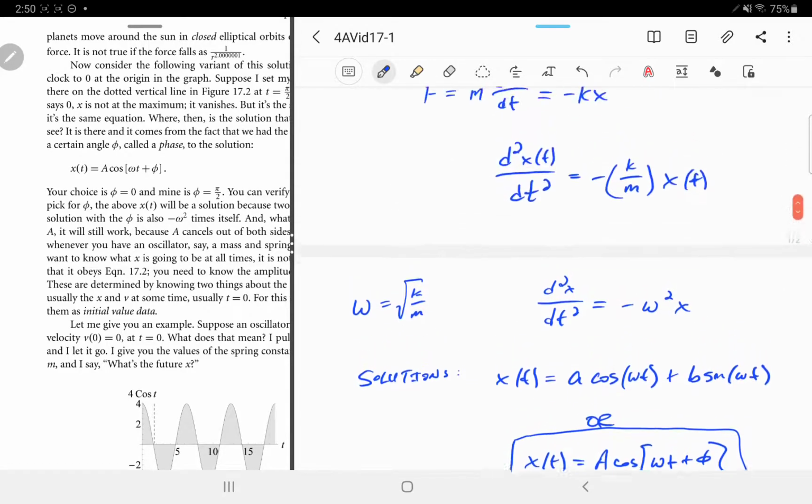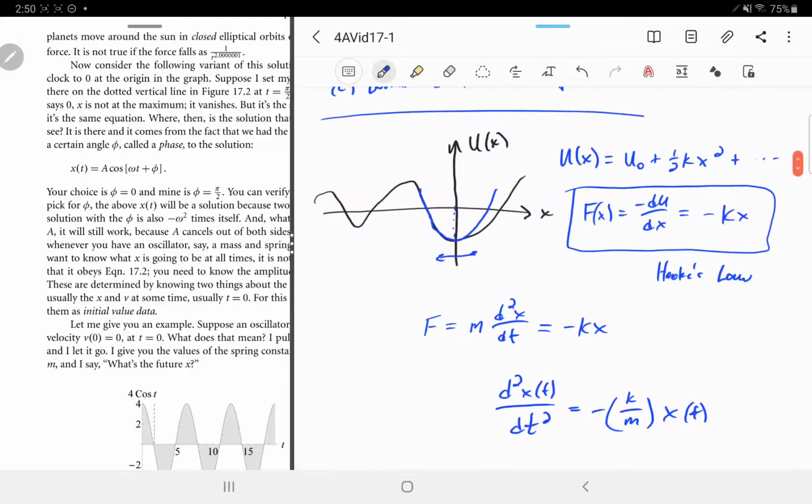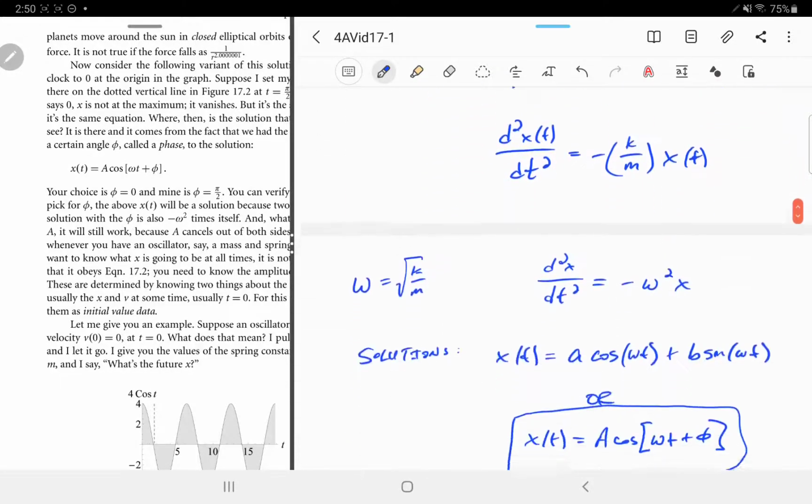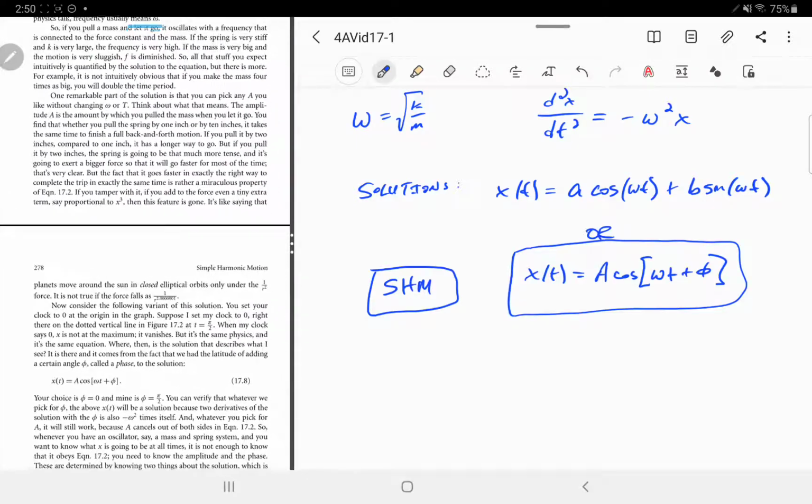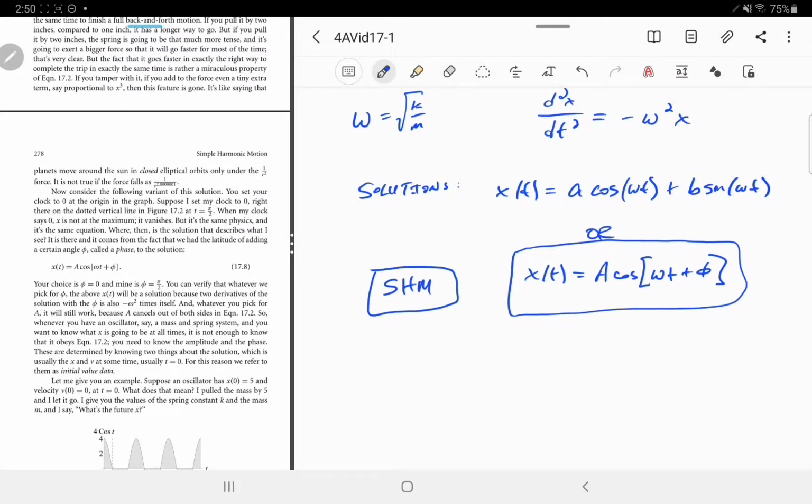Now the solution to this differential equation, for any stable equilibrium, you can approximate it with a parabola. It has this sinusoidal solution. The motion is called simple harmonic motion. So this is where the term comes from, simple harmonic motion. It refers to this particular setup, but it's more general than just springs.